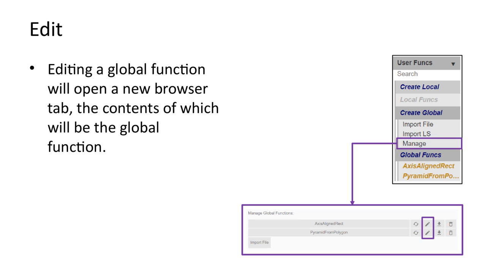Editing a global function will open the Mobius script that was imported in a separate browser tab. In the new browser tab that opens up, Möbius Modeller will be automatically opened, and the script for the global function will be loaded.